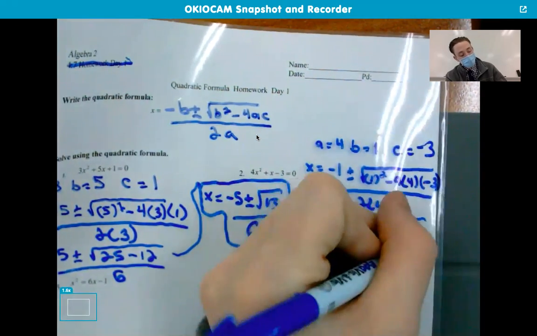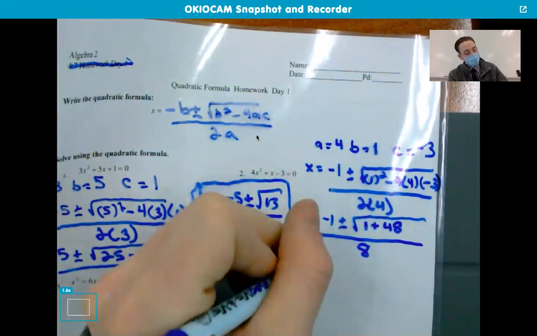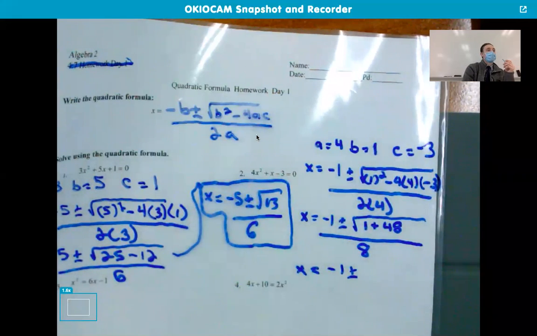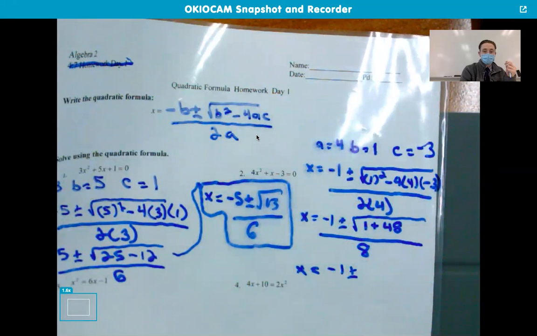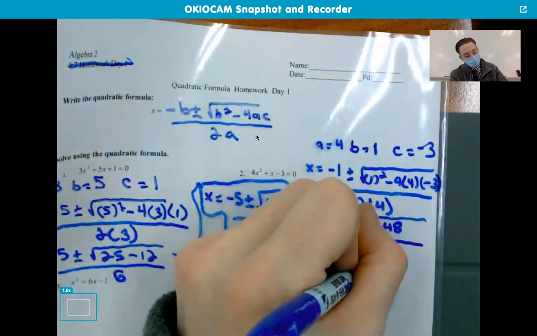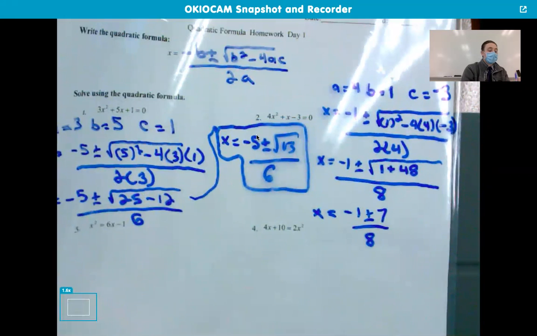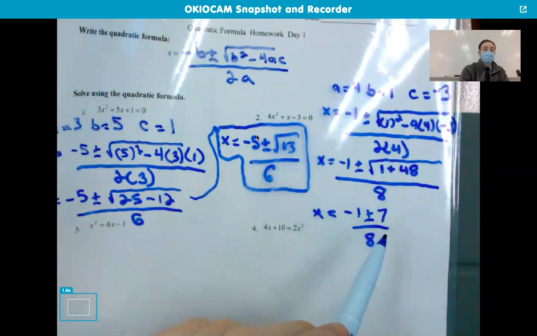I'm going to have 1 plus 48 over 8. Well, that's the square root of 49. What's the square root of 49? 7. Any questions about how I got to that point?